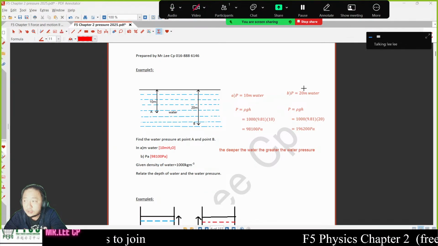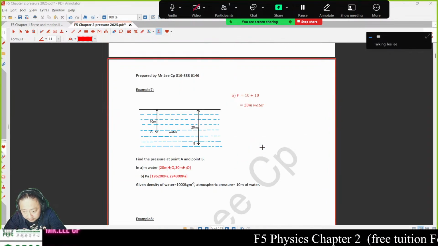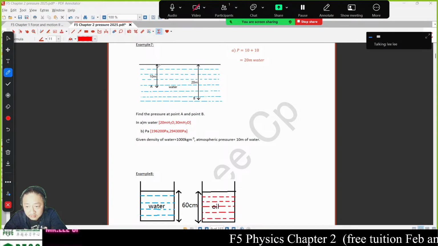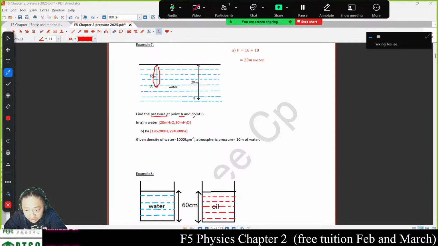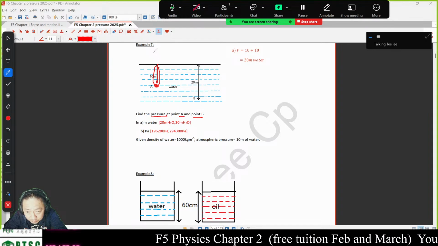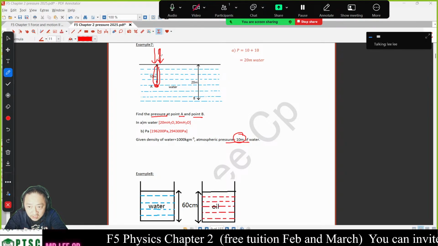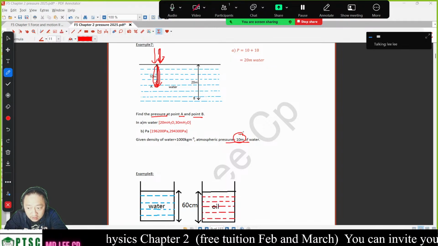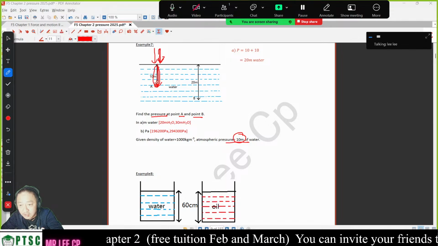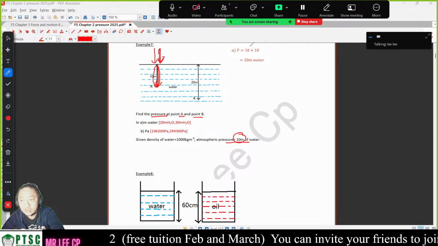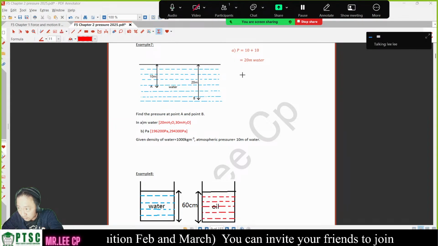Now see this example, exactly the same, but I never said find the water pressure. I said find the total pressure at point A and point B. What is the pressure at point A? Here there is atmospheric pressure. How do you know? The question gives it to you: 10 meters. So the atmospheric pressure is given in meters of water, so you use 10. And this other 10 is because of the water. This one is atmospheric, this one is water. So it is 20 meters of water.